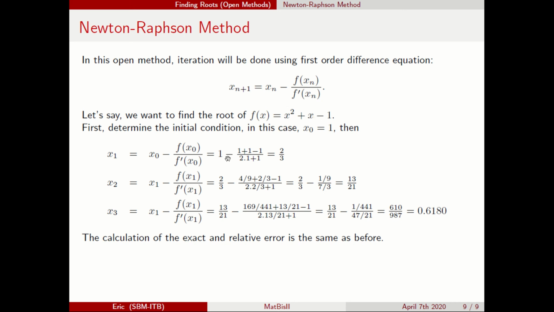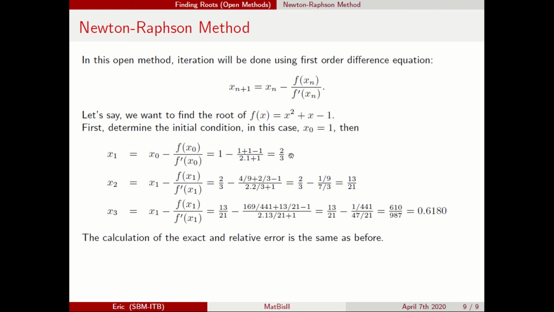So you have 1 minus, what is fx0? 1 squared plus 1 minus 1, divided by the derivative, 2x plus 1. You can substitute x by x0, which is 1. So 2 times 1 plus 1, and you have 2/3 as your first approximation.